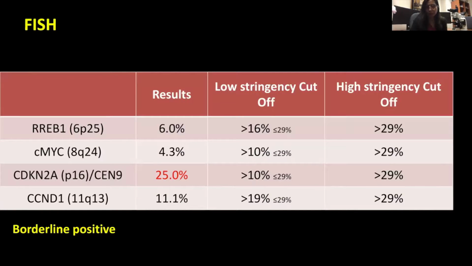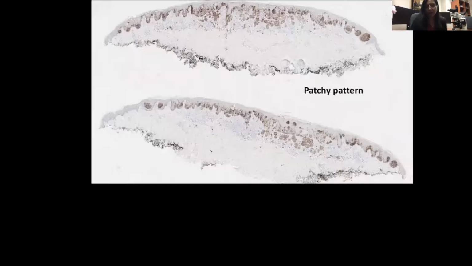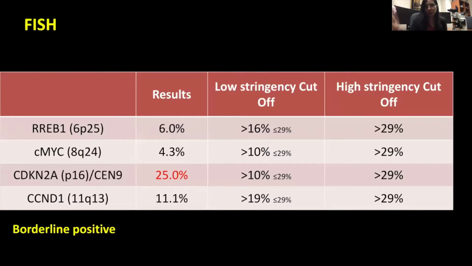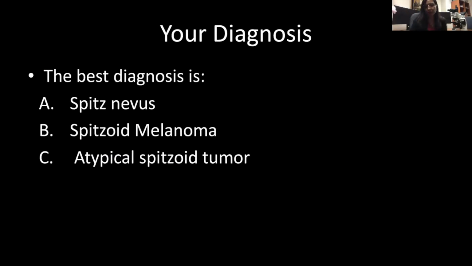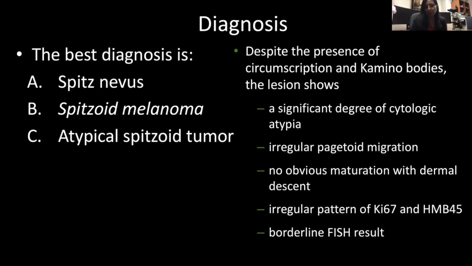So we did FISH, and FISH is kind of borderline. That means it is at the cutoff value. Even though it is borderline positive, based on the histology and the immunohistochemical features, we are already favoring melanoma. We just wanted more supporting molecular findings by doing FISH. But even though FISH stays borderline, we favor spitzoid melanoma. Okay. Why do we call it spitzoid melanoma?